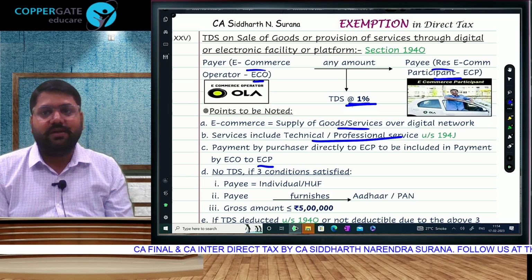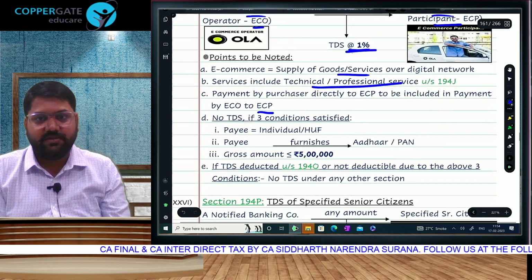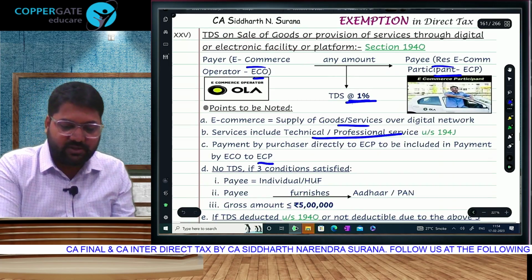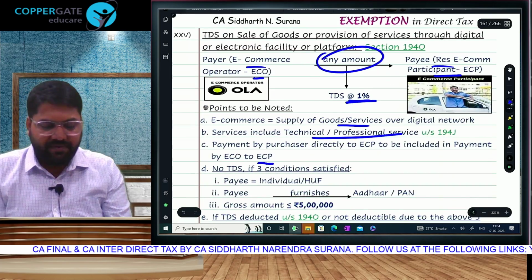Direct payment will also be included in payment by e-commerce to e-commerce participant. That way, if you observe, there is no threshold prescribed. So every rupee will attract TDS.